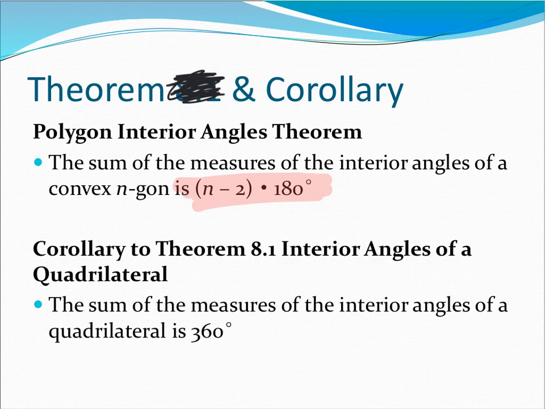And next we have the corollary to the polygon interior angles theorem, for a quadrilateral. This goes along with the theorem above, but it's kind of a side note. It says the sum of the measures of the interior angles of a quadrilateral is 360. So a quadrilateral has how many sides? 4. So if we did 4 minus 2 times 180, we get 360. This corollary just says that the sum of the angles in a quadrilateral is 360.